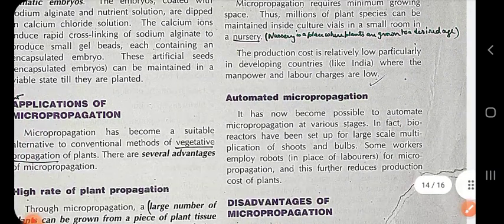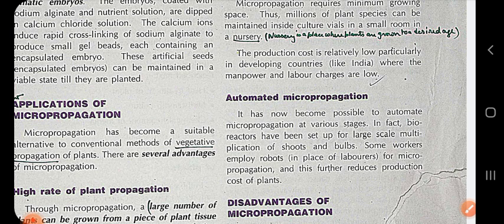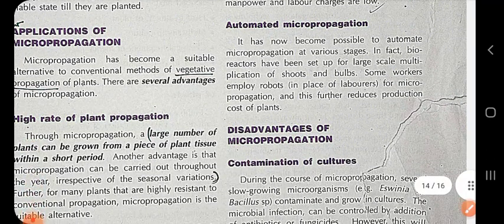Then comes automated micropropagation. Nowadays, scientists are trying to minimize the manpower and increase the efficiency of micropropagation by using bioreactors. Bioreactors are specially designed reactors where we can use the liquid medium to grow the callus, which is the suspension culture. Proper agitation or mixing of the culture medium will occur, and instead of using workers, we can use artificial intelligence, we can use robots in place of laborers for micropropagation, which will further reduce the cost of plants that we are growing through the micropropagation process.